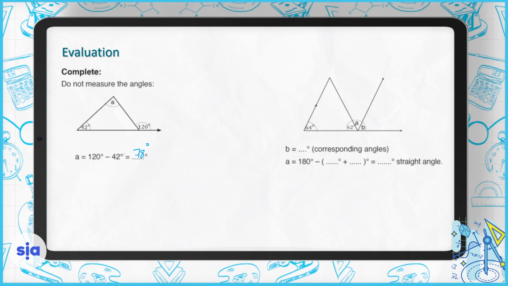Question 2. The question wants me to find the measure of angle B as a corresponding angle. So B is a corresponding angle. So B is 64 degrees. To find A, as we got B 64 degrees, we can easily find A by making 180 minus 64 and 62. So the measure of angle A is 54 degrees.